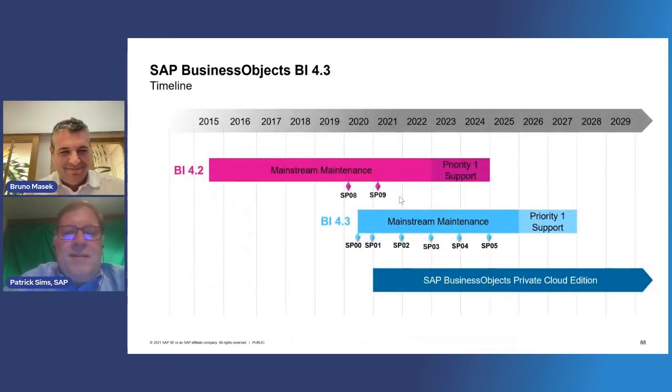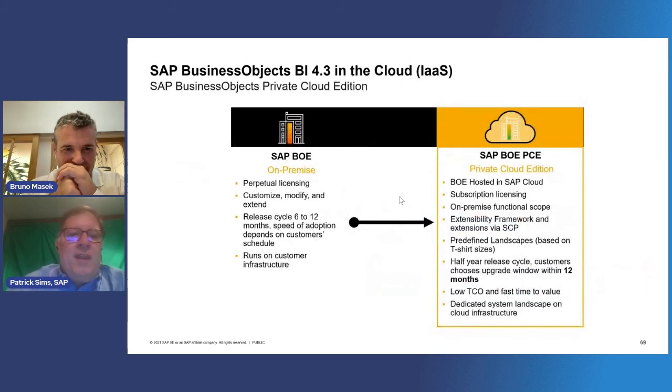And then this is what maintenance looks like. So 4.2 Service Pack 9 is the terminal service pack for 4.2, supported right now through priority 1 until the end of 2024. 4.3 then is set to have priority 1 end in 2027, although of course that could be extended. And you say then what happens after that? Well, we're trying to move everyone to BOBJ Private Cloud Edition after 2027. And what is that? It is simply a cloud managed version of BOE. All of the tools that you're using today that aren't deprecated are still going to be there in BOE PCE.